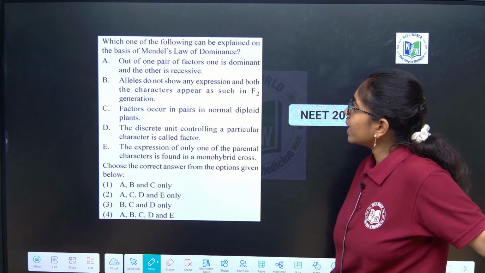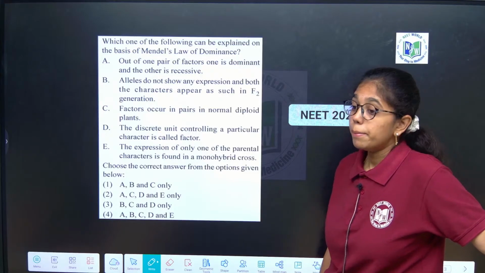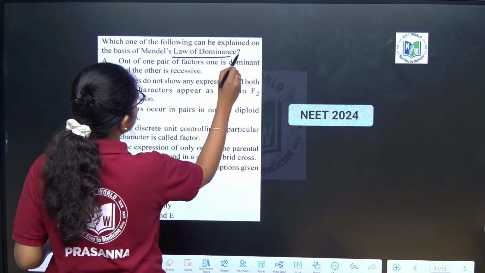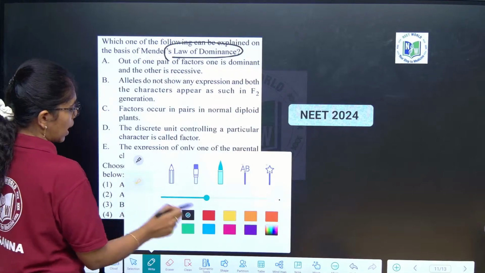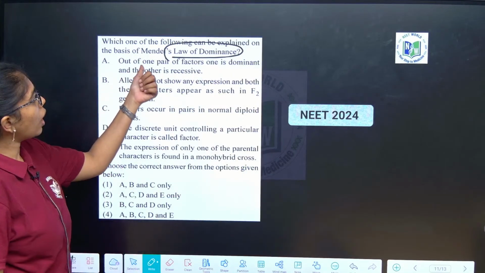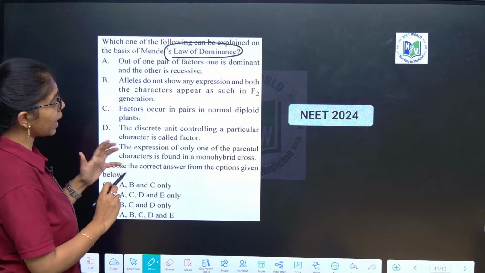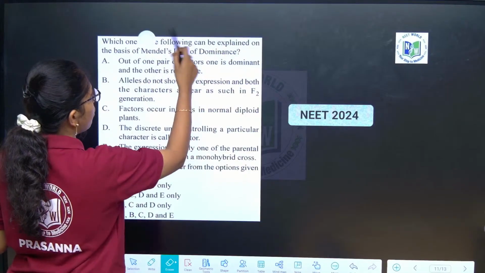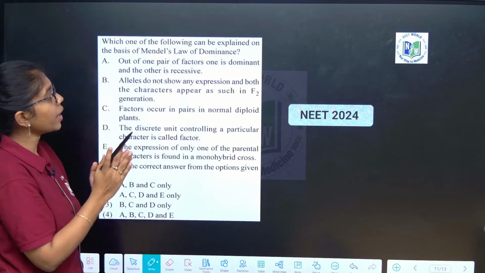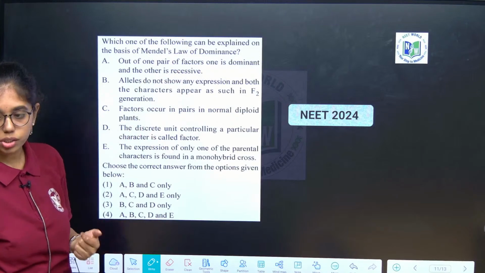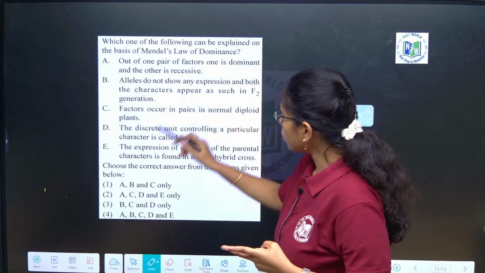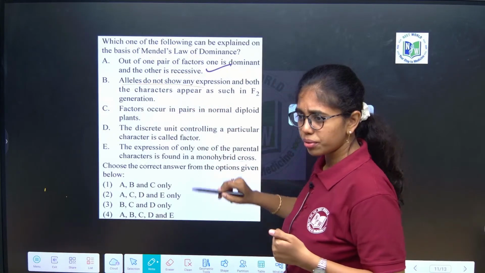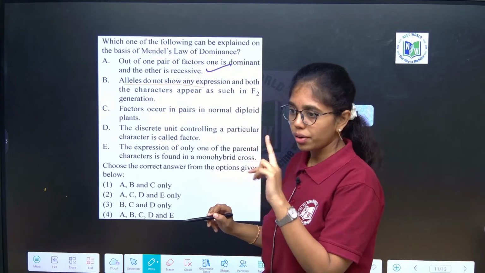Which one of the following can be explained on the basis of Mendel's law of dominance? Okay, he is only asking you from Mendel's law of dominance. Answer that. First, out of one pair, we have to pick out the correct statements, which is explaining or supporting law of dominance only we have to take. So, first, out of one pair of factors, one is dominant and one is recessive. Yes, he said that. Second, you see, alleles do not show any expression. Is that true? No, alleles show expression, two contrasting expressions.